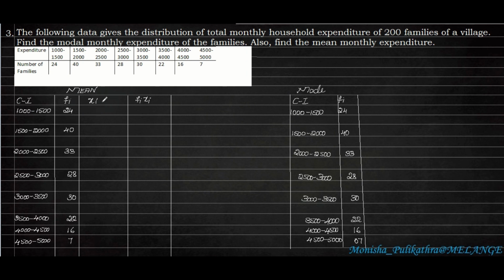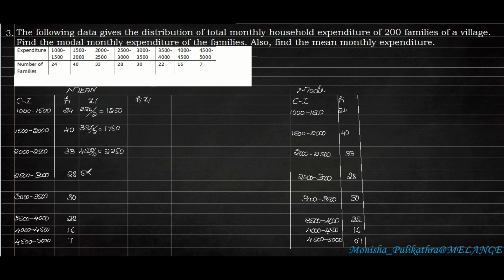Next we need to find out the midpoint. So in order to find out the midpoint, we need to add the lower limit and upper limit. Then we have to divide it throughout by 2. Okay, so 1000 plus 1500 is 2500. So divided by 2 is 1250. So next is 1500 plus 2000, it will become 3500. Divided by 2 is 1750. So next one is 4500 divided by 2, which will become 2250.